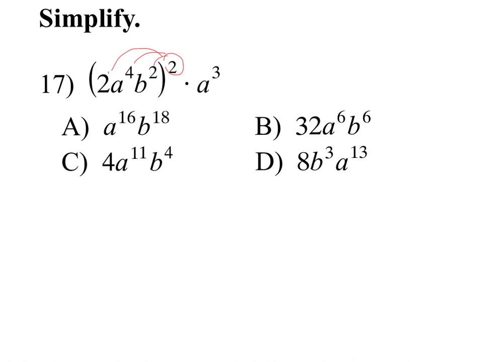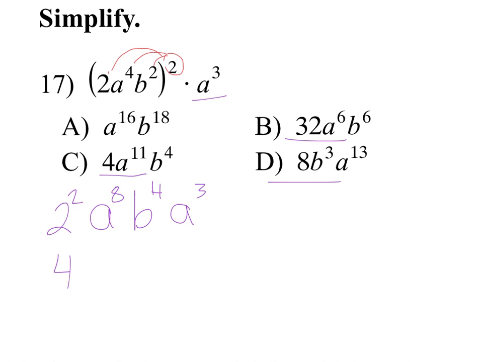We know there's really a 1 hiding on the 2 in front of the problem. 1 times 2 is 2, so 2 squared. 4 times 2 is 8. 2 times 2 is 4. And I'm just going to carry that a to the third down. Okay, 2 squared is 4. And you might notice that the only one of these that has a number out front that's 4 happens to be c. So you're done with the problem if you figure that out.